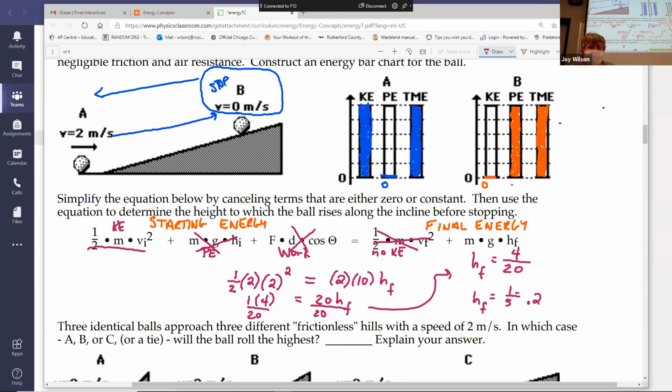And what's our unit for height? What would you be measuring height in? Meter? In the English system it would be feet, and in this system it would be meters.